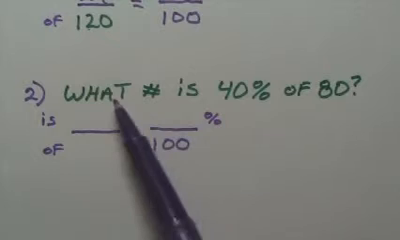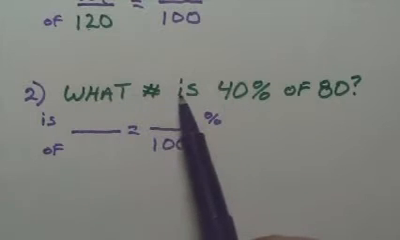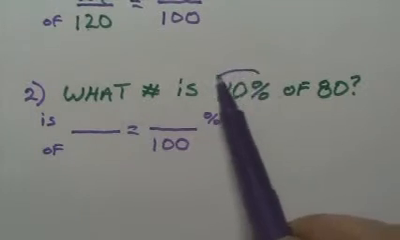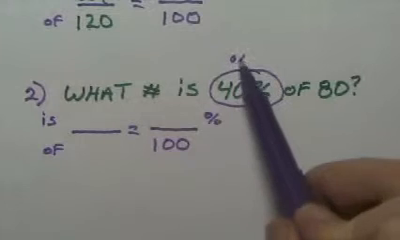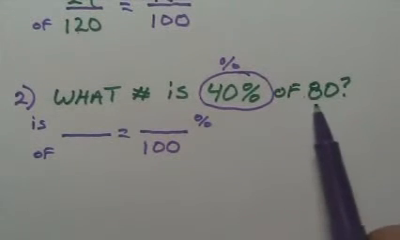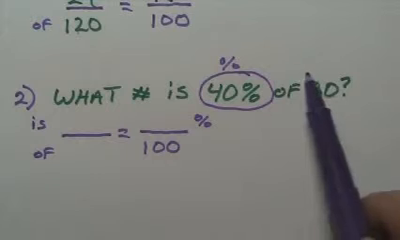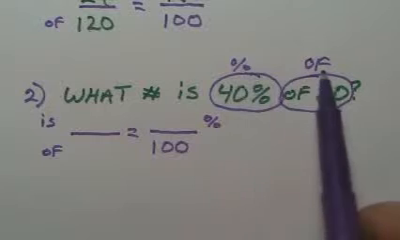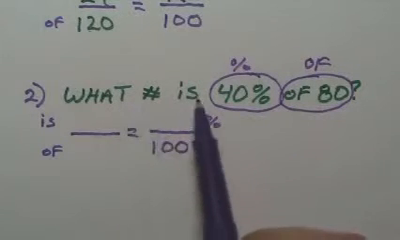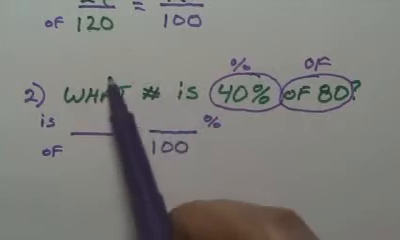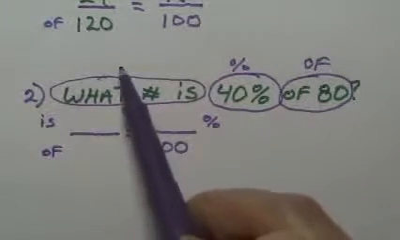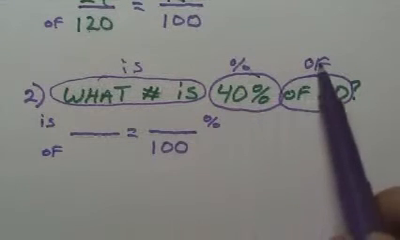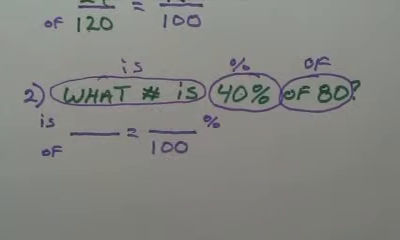Okay, so now let's move on to the sentence here. What number is 40%? Well, that's a percent number right there. I know that. 40%. That's your percent number. Then I have of 80. That's my of number. So I have a percent, I have my of. What about my is number? What number is? We don't know the number. This is my is number. We just don't know that number. It's not given to us. We know the percent number. We know the of number. We don't know the is number.